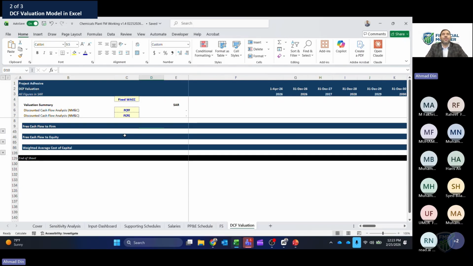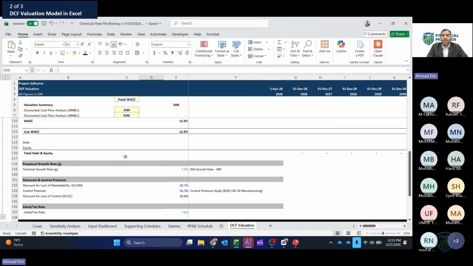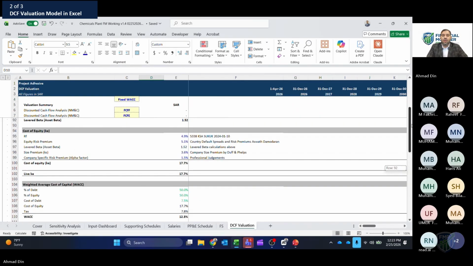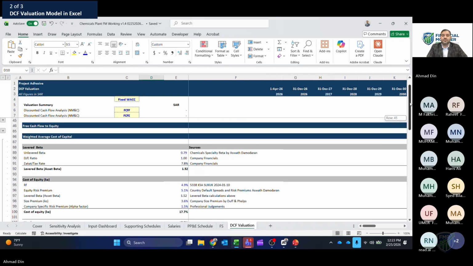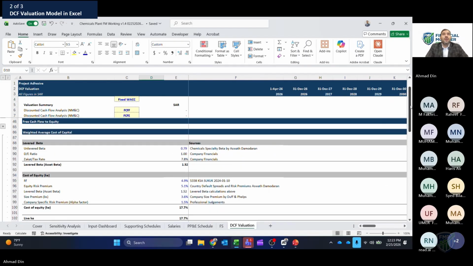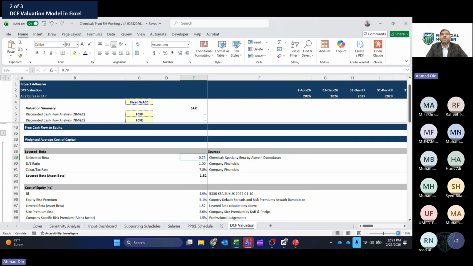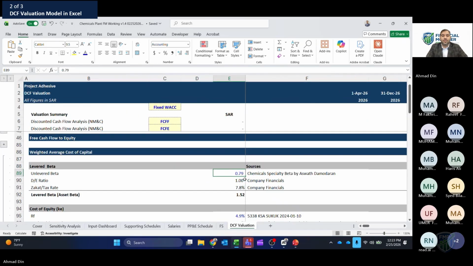A weighted average cost of capital, our WACC. First, we will calculate our WACC, how to calculate the WACC. The main thing was, let me zoom. First, we calculate our beta.